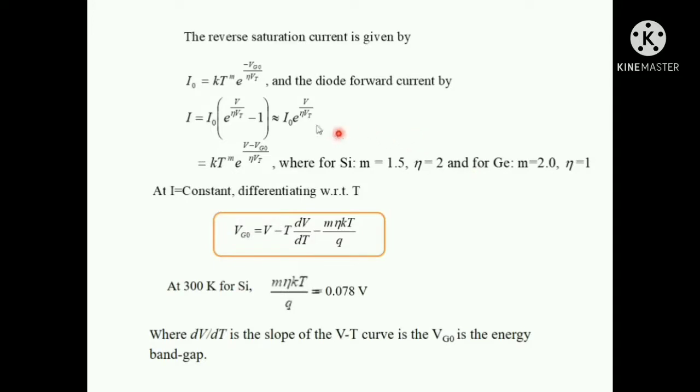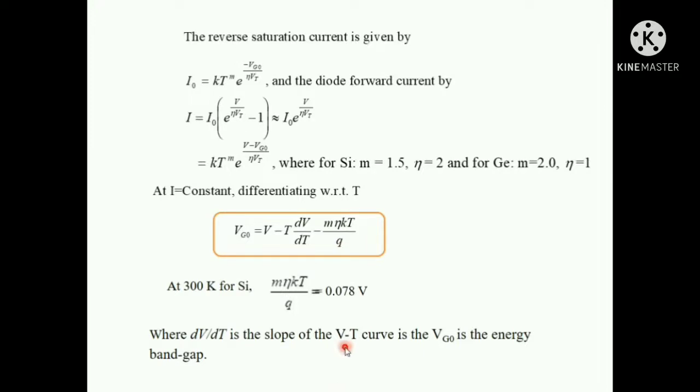Now let's discuss the theory in brief. So the diode forward current is given by this equation, where I naught is the reverse saturation current, which is given by this relation. So this relation contains the term of energy band gap here. So if we substitute the value of I naught in the second equation and dropping 1, we get a simpler relation, which for a constant current I and differentiating with respect to temperature T, we get VGO is equal to V minus T dV by dT minus M eta kT upon Q.